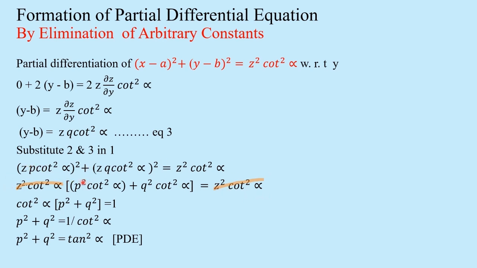Now here again cot square alpha is common, so we'll take it out. So we'll get cot square alpha times p square plus q square is equal to 1. Now p square plus q square is equal to 1 by cot square alpha. 1 by cot square alpha is tan square alpha. This is our required partial differential equation.